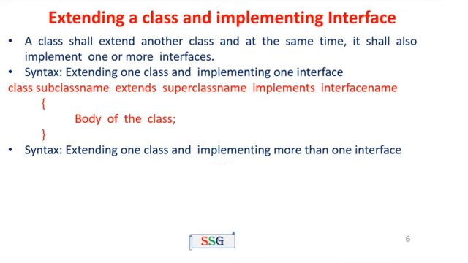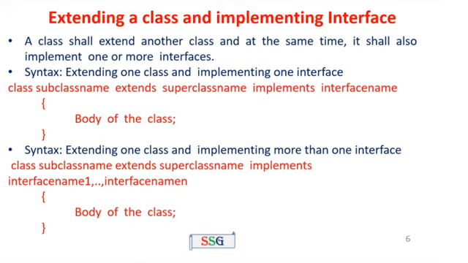The second syntax is extending one class and implementing more than one interface. That means the interfaces are separated by commas. Class subclass name extends superclass name implements interface name1, interface name2, up to interface name n, then the body of the class. This class should define all the methods declared in all the interfaces.